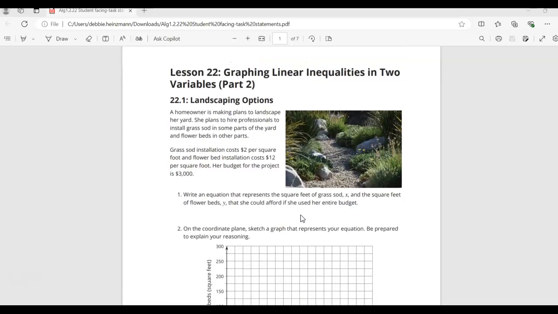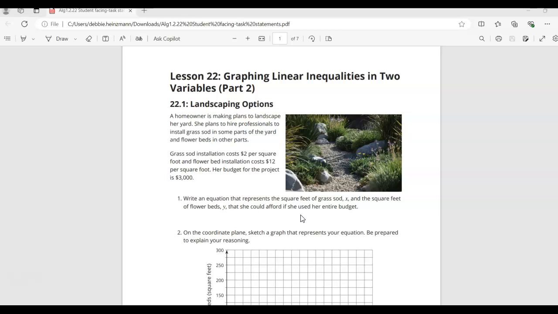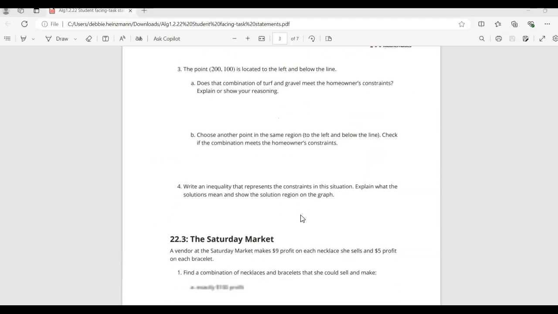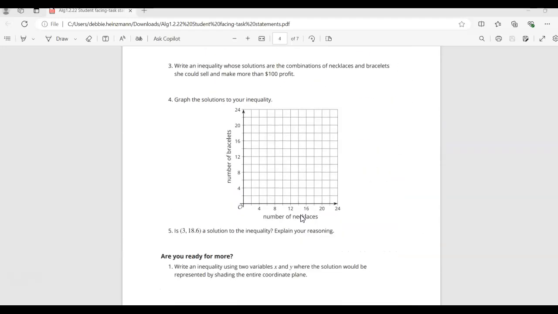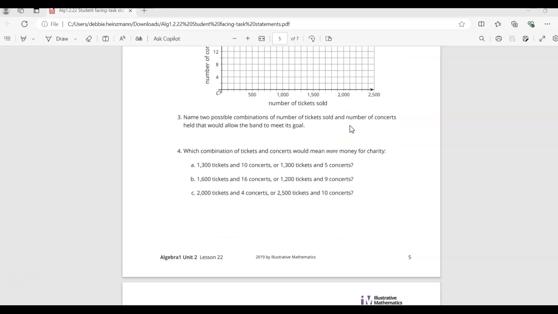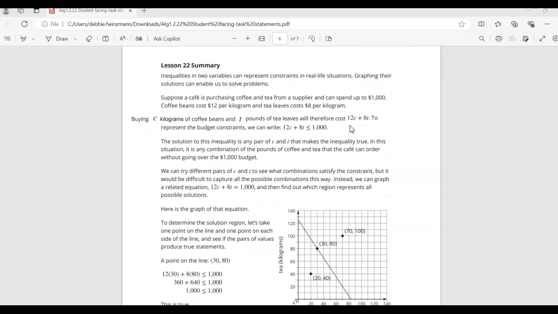This is a linear inequalities lesson, the second of a two-part lesson. But this structure is the same across Algebra 1, Geometry, and Algebra 2. So it's helpful. In particular, I wanted to show everyone this part. So these are all the activities that made up the lesson. This is what I wanted to draw everyone's attention to.